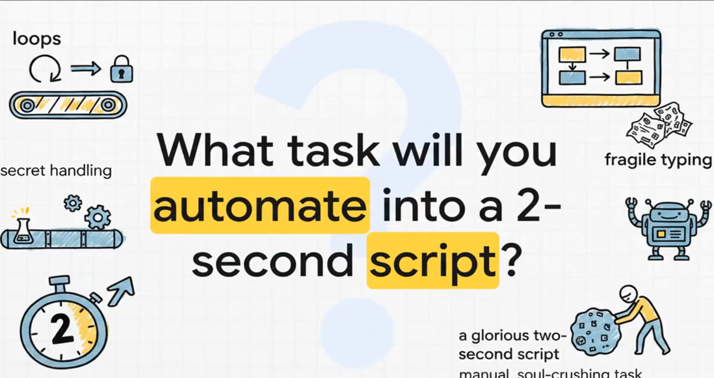So, we've covered the strict safety nets, the proper secret handling, the conveyor belt of loops, and the vital pipeline prep. You are now fully armed with senior DevOps practices, shifting from fragile typing to hardened, reliable automation. So the only question left for you is, what manual soul-crushing task are you going to automate into a glorious 2-second script tomorrow? Adopt this mindset, get out there, and start building.